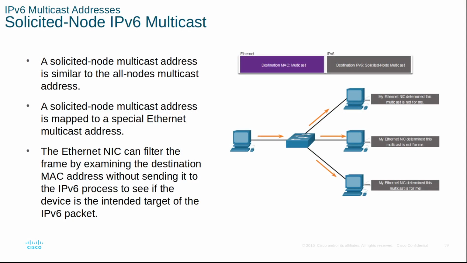Then there's the solicited-node IPv6 multicast address. This is similar to the all-nodes multicast address, and it's mapped to a special Ethernet multicast address. The NIC can filter the frame by examining the destination MAC address without sending it to the IPv6 process to see if the device is the intended target. So it's a kind of useful thing.